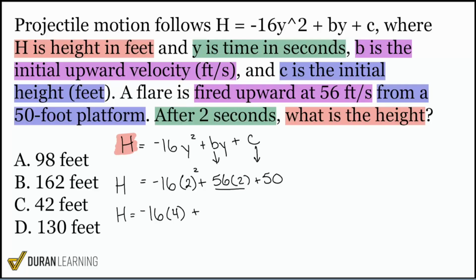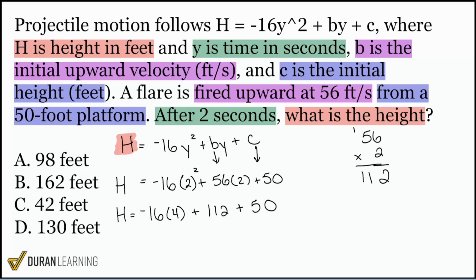And then over here we have 56 times 2. Let's go ahead and do 56 multiplied by 2. 6 times 2 is going to give us 12, carry the 1. And then we have 5 times 2 is 10, carry the 1 is 11. So we'll have 112 right over here, plus 50. And then we'll continue forward.